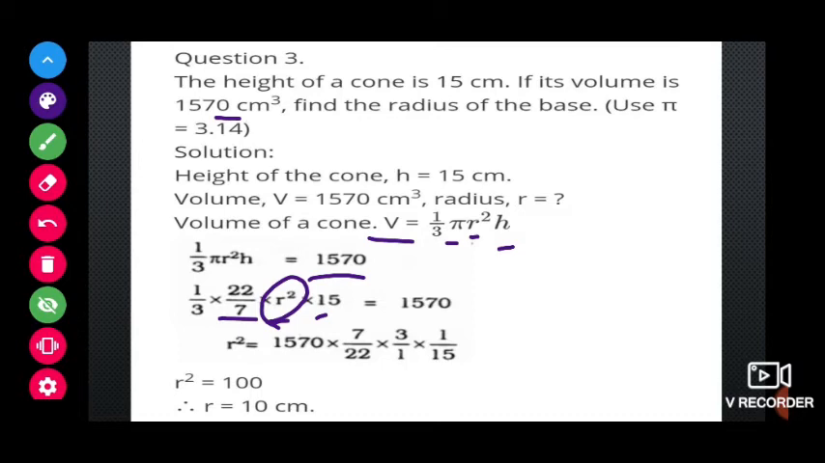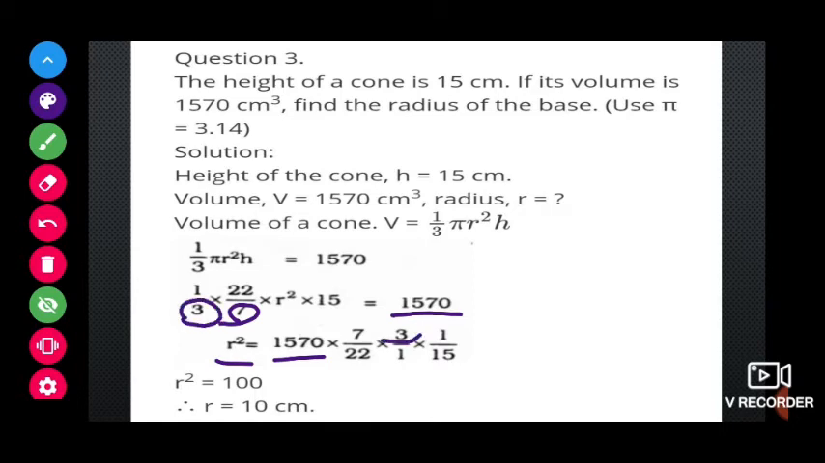Here, if the denominator thinks it will go that side, it will go to the numerator. Here, the numerator thinks if it will go that side, it will go to the denominator. So r square is equal to 1570, which is already there, and here the denominator 7, if it goes that side, becomes numerator 7; the denominator 3, if it goes that side, becomes numerator 3, divided by 22 and 15.